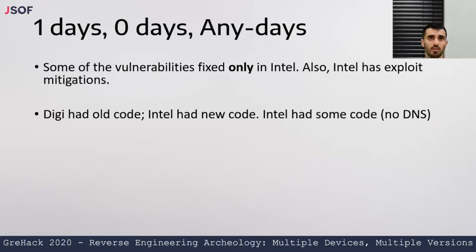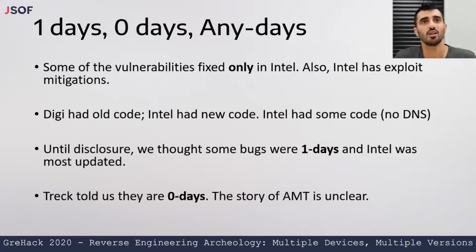So the story behind Intel AMT is interesting. Some of the vulnerabilities were fixed only in Intel. Also, Intel has exploit mitigation. Digi, on the other hand, had old code. Intel had new code, some of the code, not all of it. So until disclosure, we thought that some bugs were 1-days, and Intel was the most updated. But actually, Treck told us that these are actually 0-days. So the story behind the AMT is unclear. Maybe Intel fixed the issues independently.